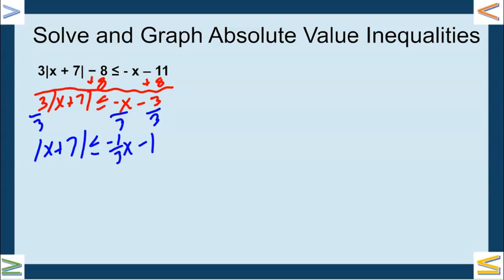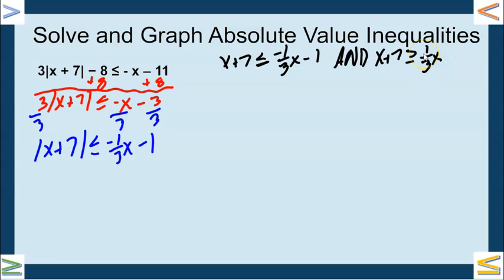So now case 1 and case 2, I'm going to have x plus 7 is less than or equal to, and it's just going to equal what I have currently, so -1/3 x minus 1. And I'm going to have x plus 7 is greater than or equal to the opposite. So the opposite of -1/3 is +1/3 x. And the opposite of -1 is +1. And now I can simplify each side.